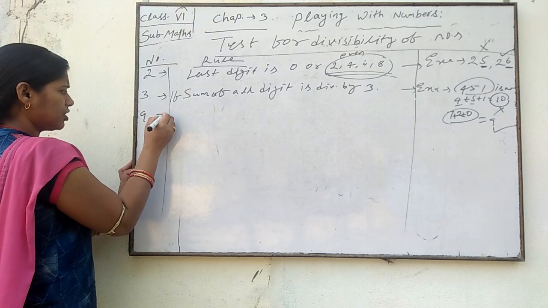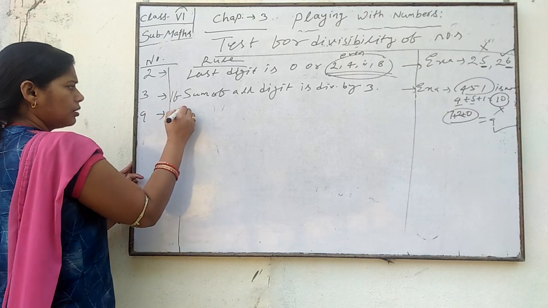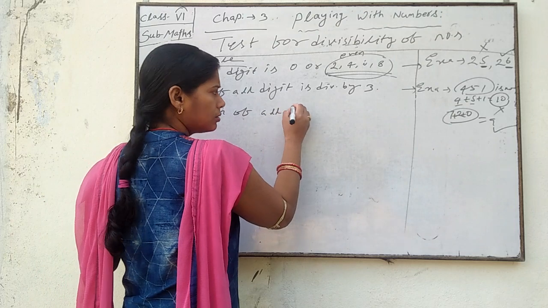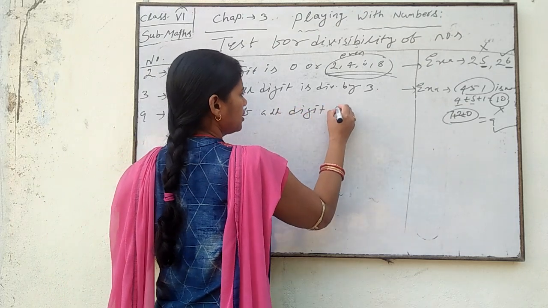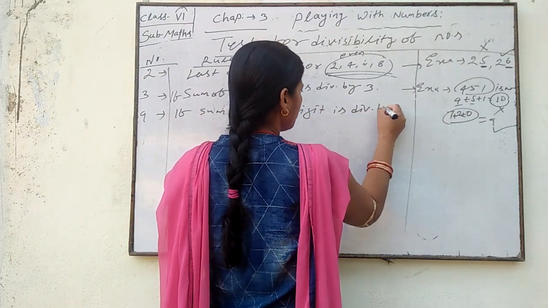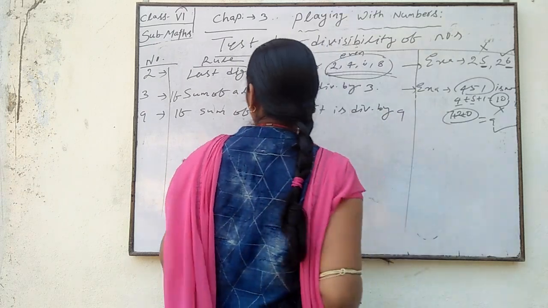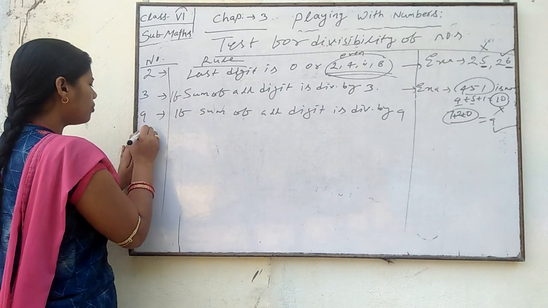3 and 9 are the same. If the sum of all digits is divisible by 9, then the number is divisible by 9. And now 4.